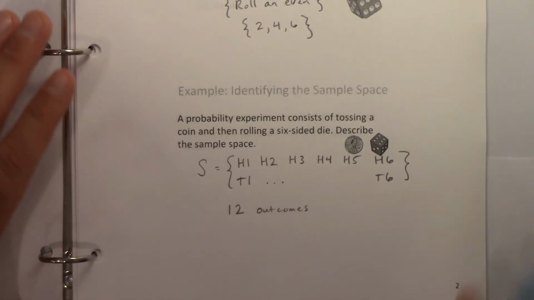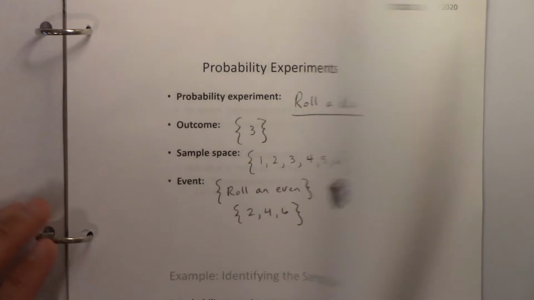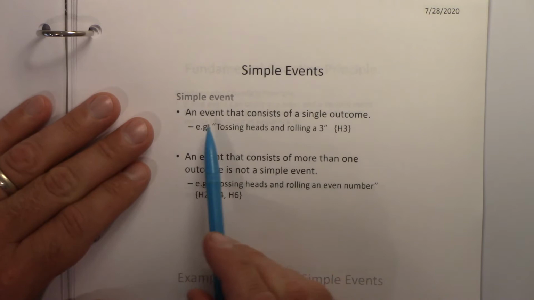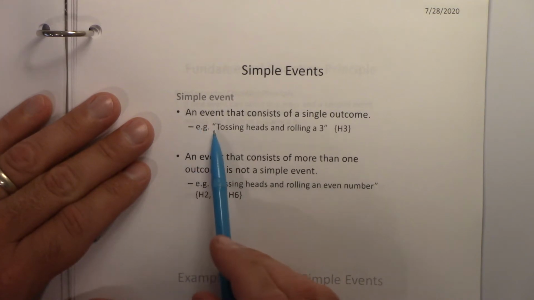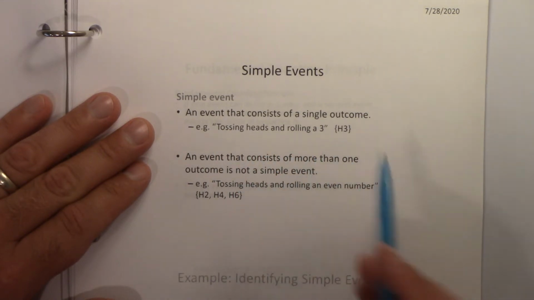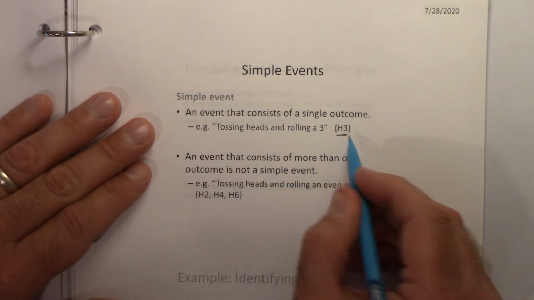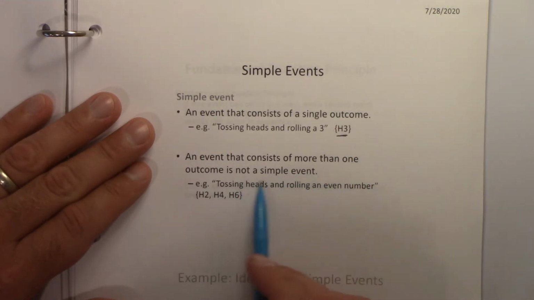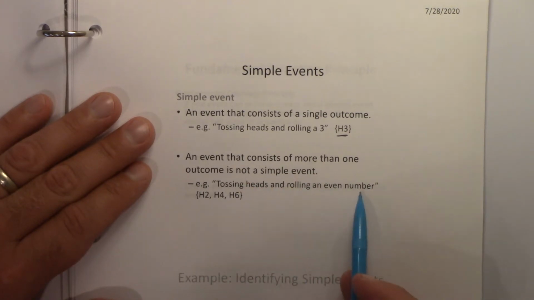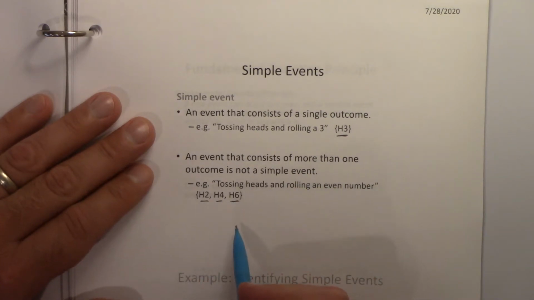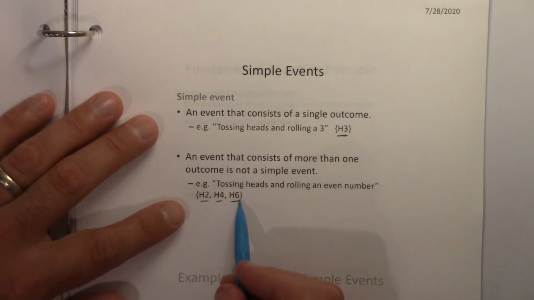For the next definition, I'm going to go to page 3, and they talk about what are called simple events in probability. A simple event is an event that consists of a single outcome only. For an example, if you toss heads and roll a 3, that outcome is H3. That's a simple event. If an event consists of more than one outcome, that's not a simple event. So if I said something like tossing heads and rolling an even number, well, there's more than one outcome that satisfies those conditions. So that's not considered a simple event.